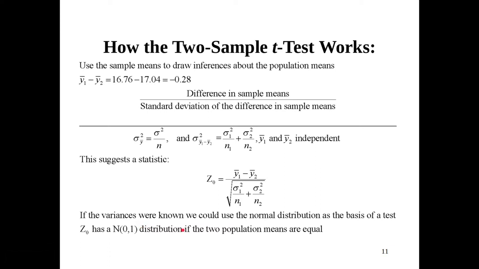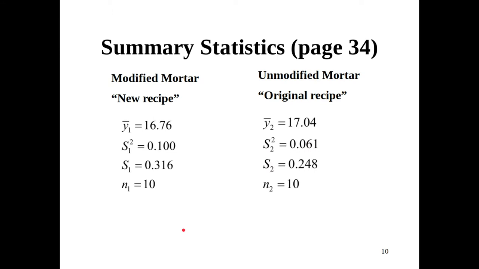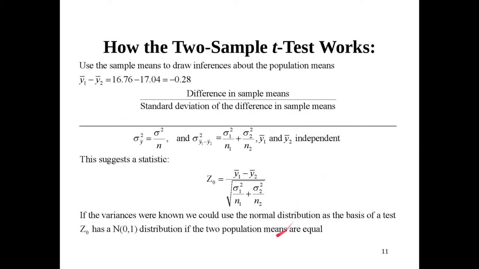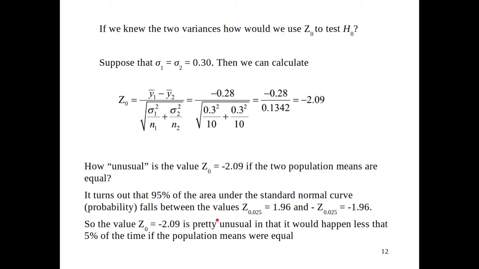Again, let's not confuse the population variance and sample variance. What we have here is a sample variance, right? We really don't know the population variance, and sample variance is an estimate of the population variance. So the question is, if the variances were known, but we don't know the population variances, right? So let's continue on the next slide.